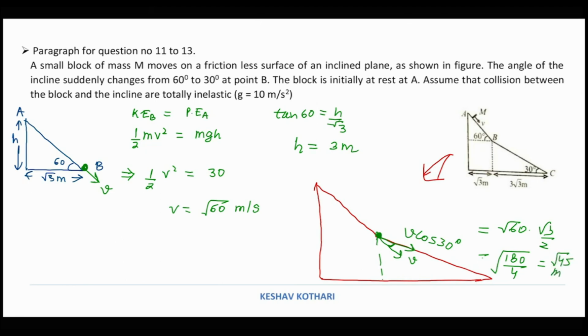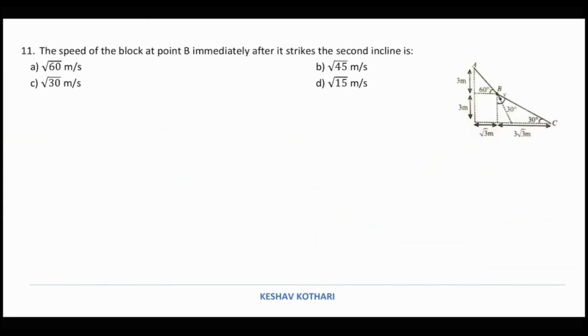meter per second. So if we look at this problem, it is stating the speed of the block at a point P immediately after it strikes the second incline. So it is going to be equal to root 45 meter per second. That is, option B is correct for this particular problem. So as it strikes over here, it is also indicated in this diagram. So this angle is 30 degree, and this component will become V cos 30 degree.